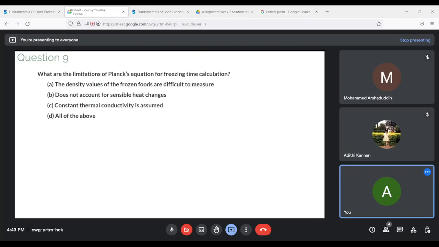Moving on to question 9. What are the limitations of the Planck's equation for freezing time calculation? A. The density values of the frozen foods are difficult to measure. B. Does not account for sensible heat changes. C. Constant thermal conductivity is assumed. And D. All of the above. Any clue what the answer is?